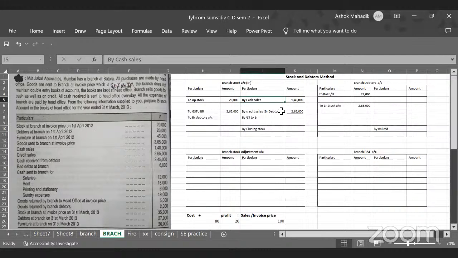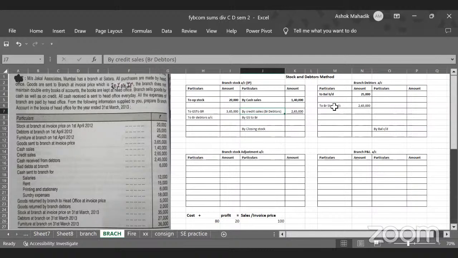Then credit sales. Again, goods are going out. So credit side by credit sale, or you can write by branch debtors 2,65,000. And we have branch debtors account. So second effect will be given in that account. Okay, you will write to branch stock account. How much? 2,65,000. I hope everything is clear till here.